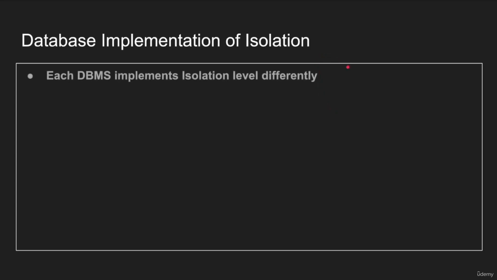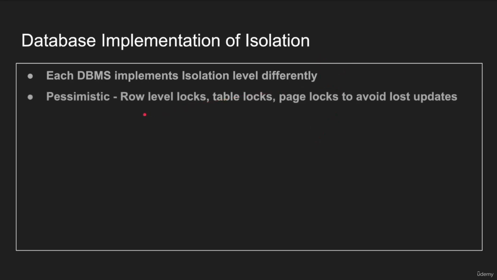Each DBMS implements isolation levels differently, of course. There is the pessimistic approach, which means pessimistic concurrency control. To be specific, it means I'm going to use locks, and I'm going to dedicate an entire section of lectures to talking about locks.